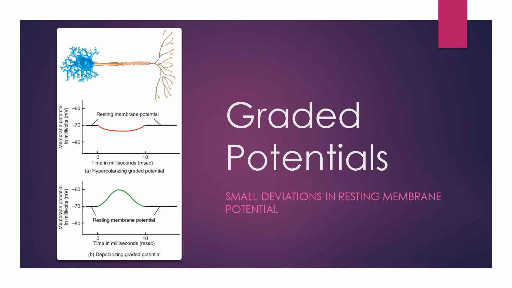Now we're going to move on to graded potentials. A graded potential is a small deviation from the resting membrane potential, and this is going to either make the membrane more polarized, which essentially makes the inside more negative. We can see that in this picture up here. Or a graded potential could also make the membrane less polarized, or make the inside a little bit less negative.